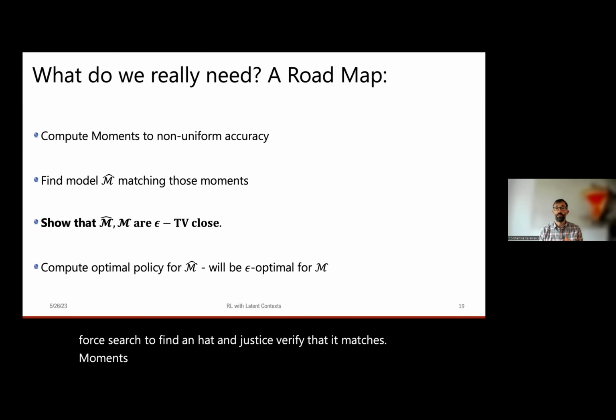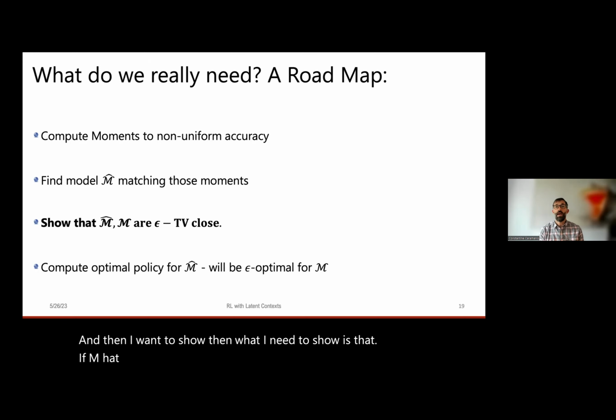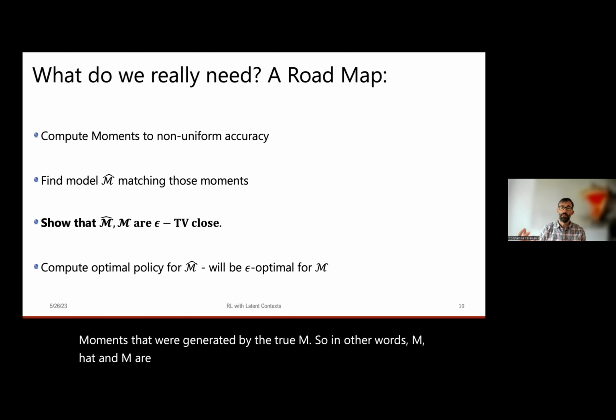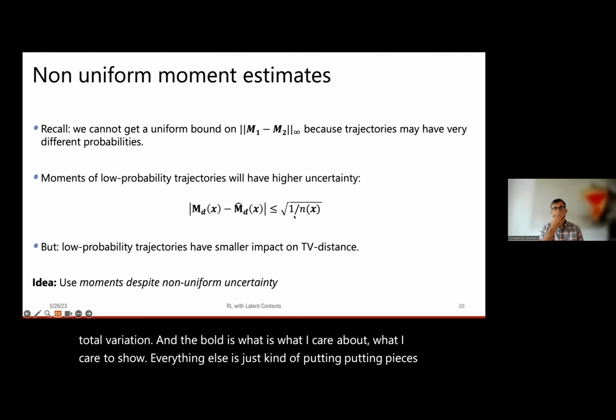So I care about sample complexity. And what I need to show is that if all I know about M hat is that it matches moments that were generated by the true M, so in other words, M hat and M are close in the moment space, then they're also close in total variation. And the bold is what I care to show. Everything else is just putting pieces together.